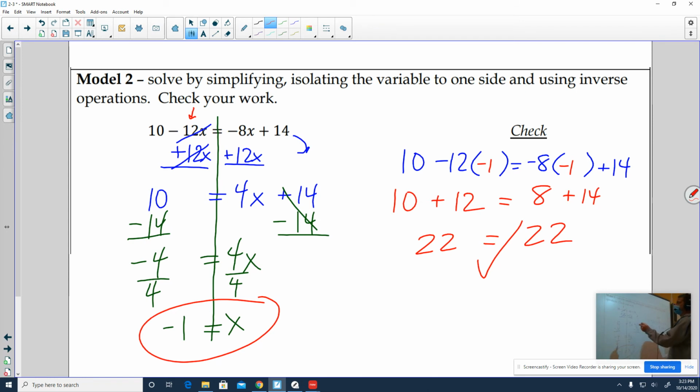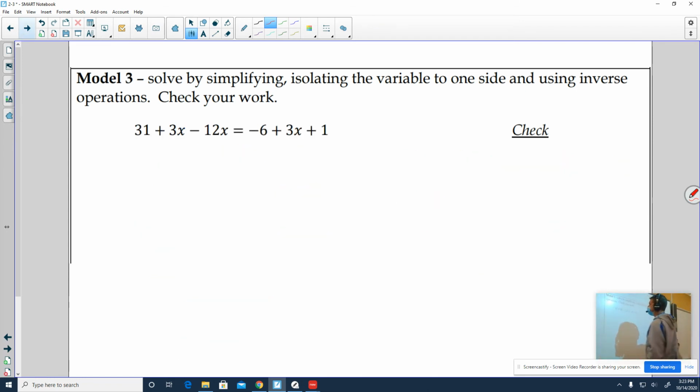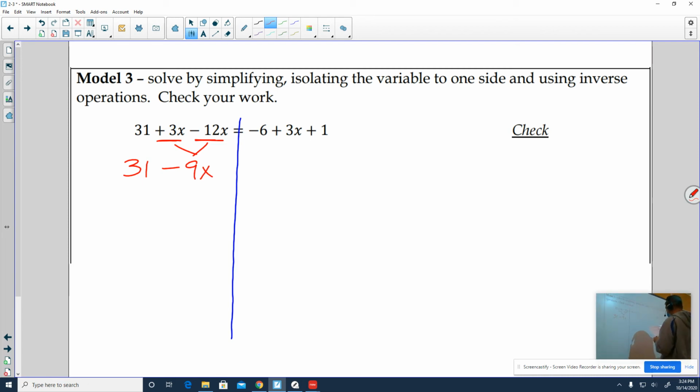Okay, and finally, model 3. This is where we're going to actually invoke step 1, which tells us we're going to need to do some simplifying on the left and right before we isolate the variable. So look at the left. I see that I have 2 variable terms, 2x terms. 31 doesn't have a like term with it, so just bring that down. But I can combine those 2x terms to give me a negative 9x. 3 minus 12 is negative 9.